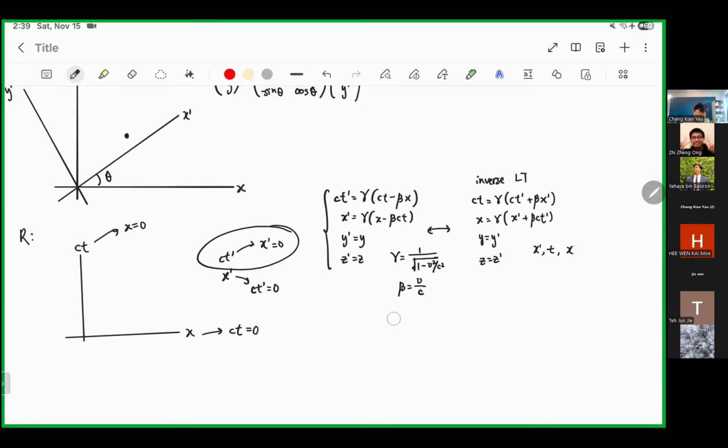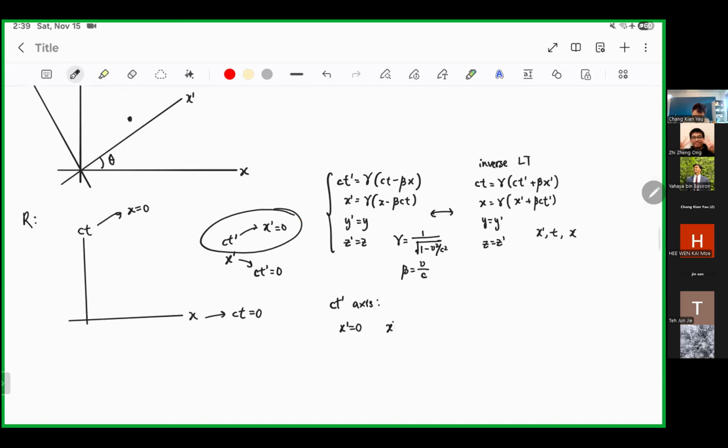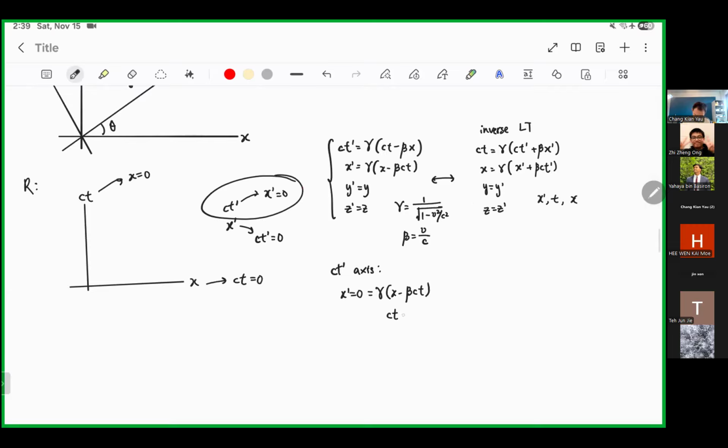So if I plug this in for the ct prime axis, this equals gamma (x minus beta ct). So ct equals, sorry, x. So you have the slope. This is your y-axis and this is your x-axis. You have the slope of this ct prime axis.